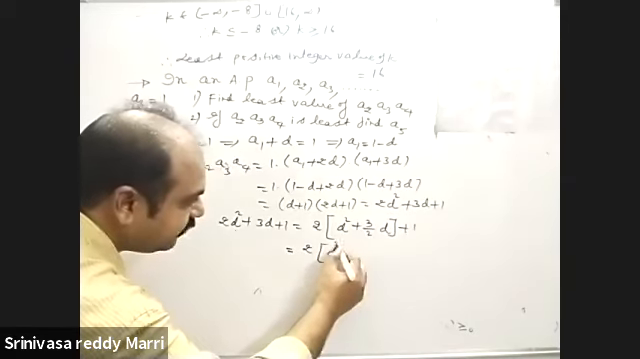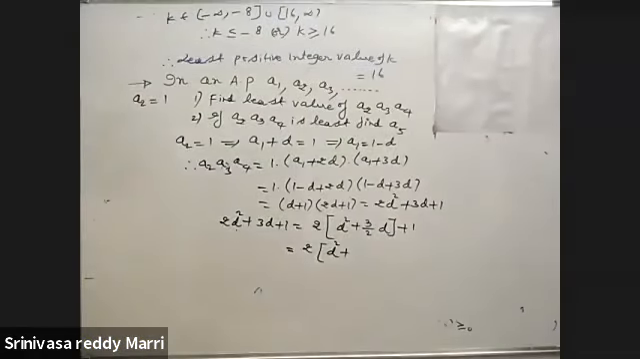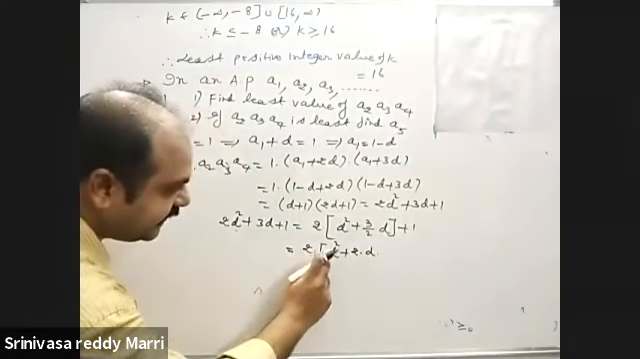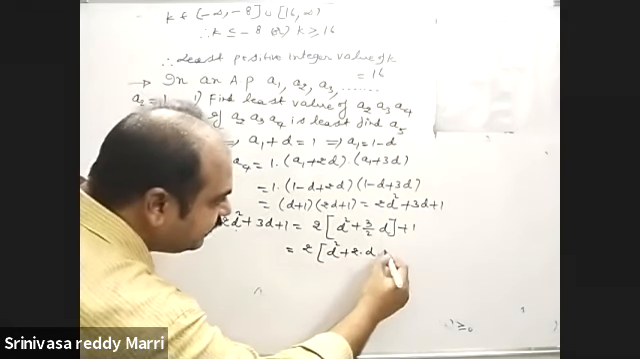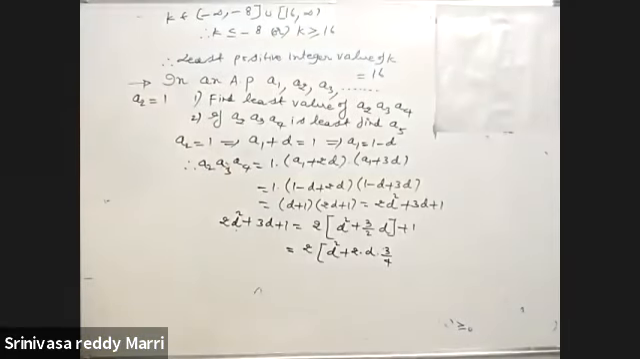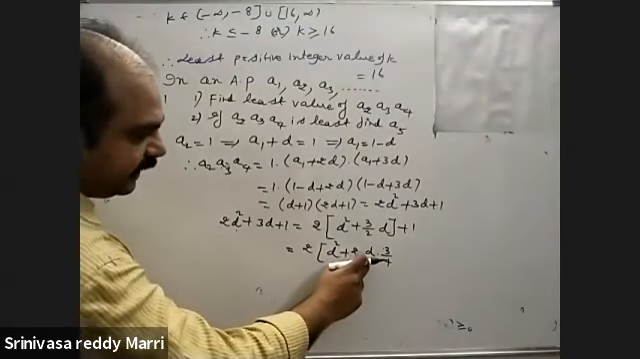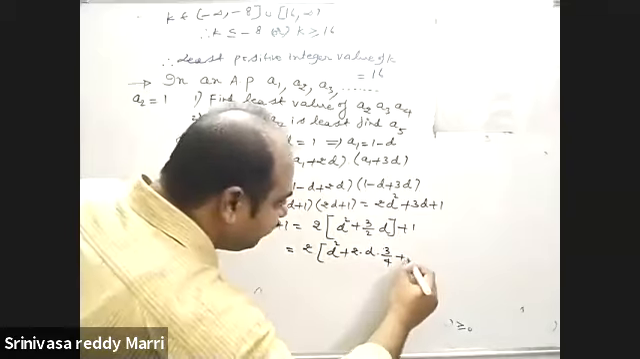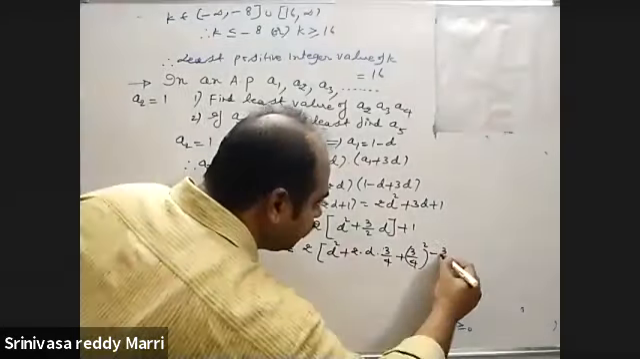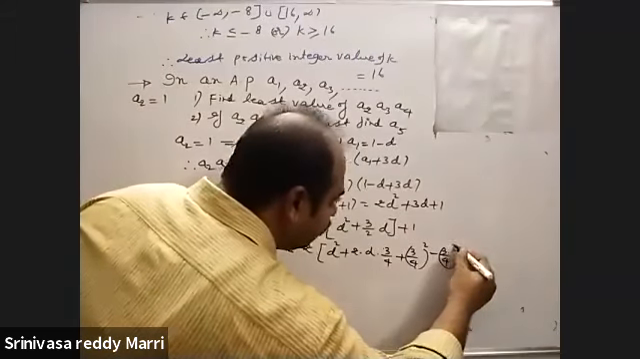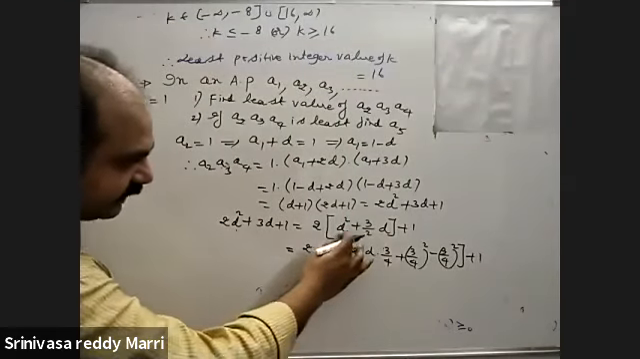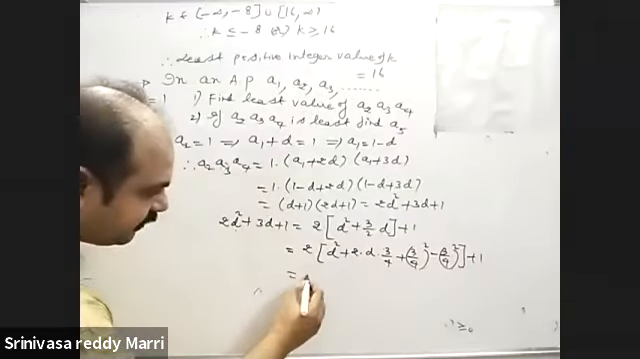For completing the perfect square, I am writing 2 into D. This is A square. 2 into A into B, I have written 3 by 2 is there, so I am writing 3 by 4, such that 2 into A into B. What is B? 3 by 4. Add 3 by 4 whole square, remove 3 by 4 whole square, plus 1. Like that, completing this, converting into A plus B whole square.